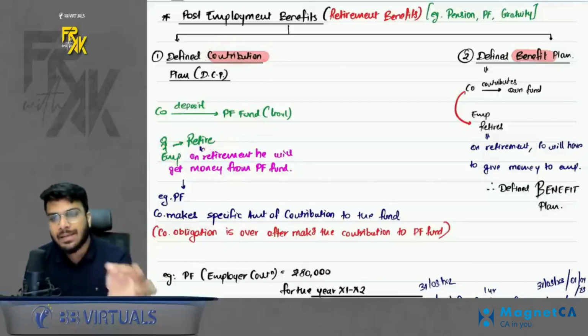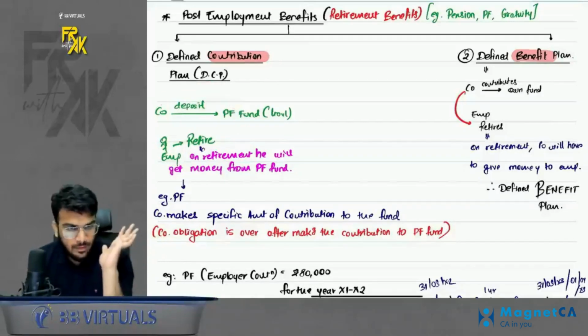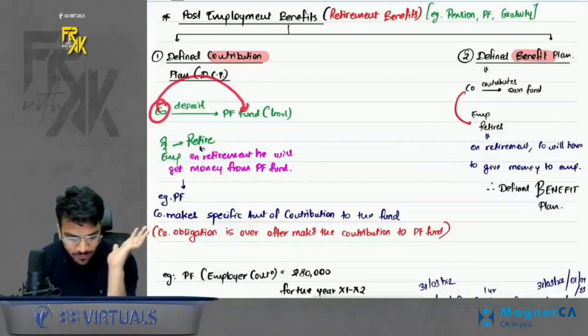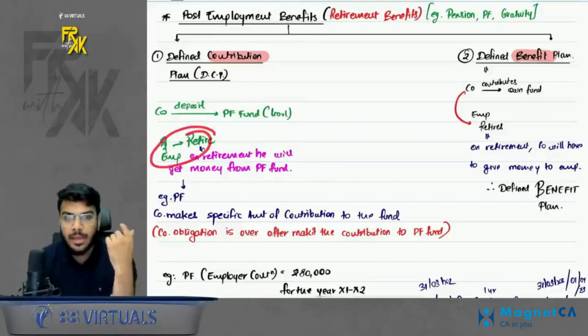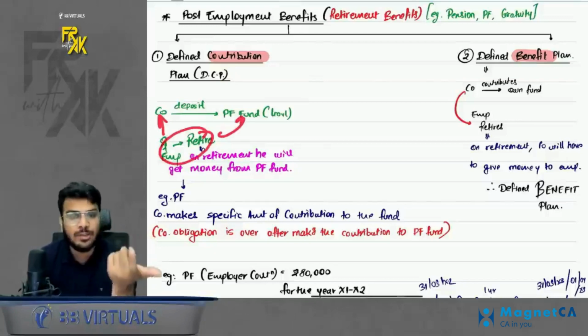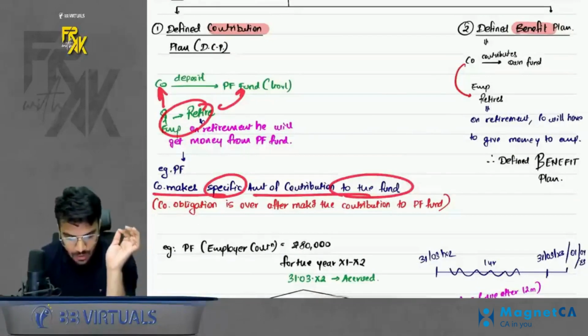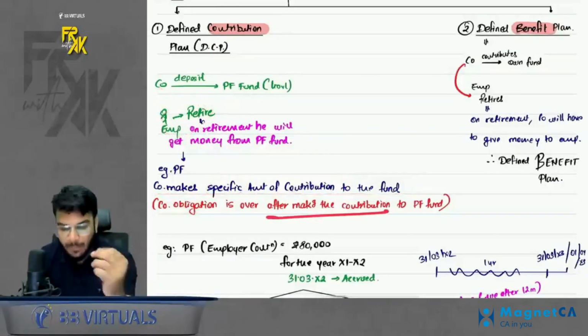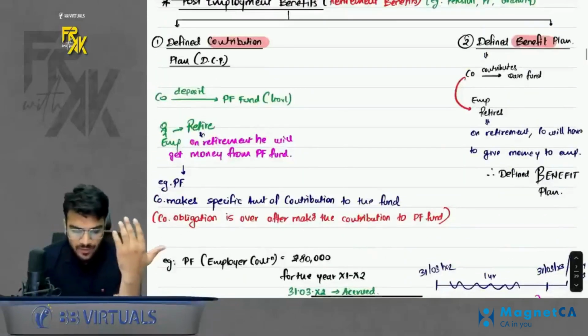Because the company's obligation is over when it deposits the money in the PF fund. Why is the obligation over? Because when the employee retires, the employee will not reach out to the company for the payment. The employee will reach out to the PF fund for the payment, right? So here the company makes a specific contribution to the fund and the company's obligation is over after making that contribution. So how to account for this defined contribution plan?